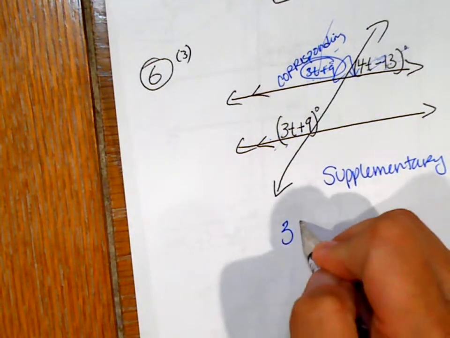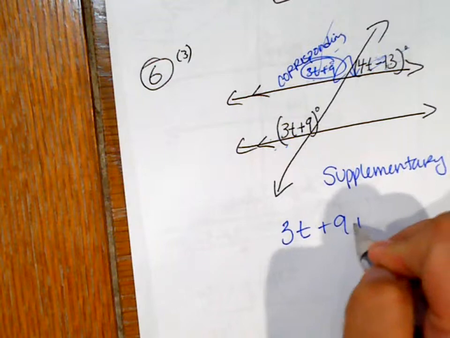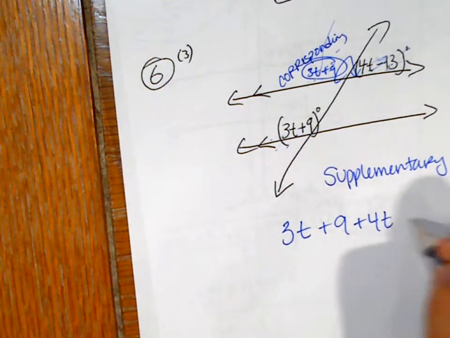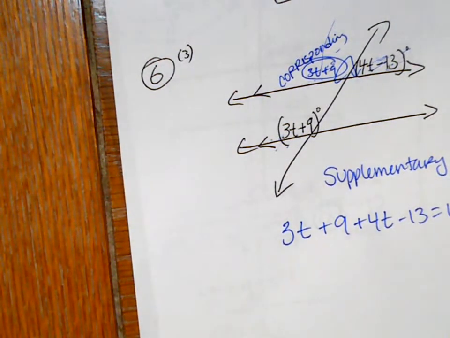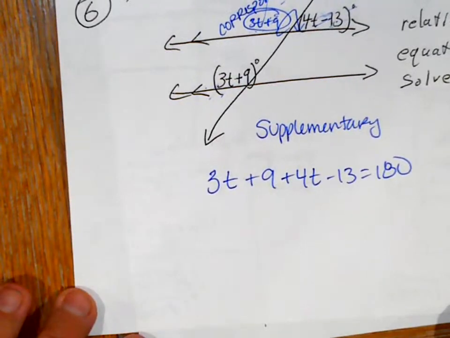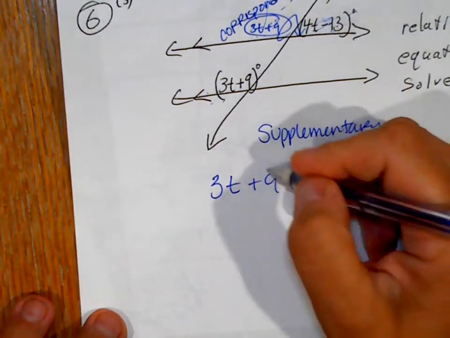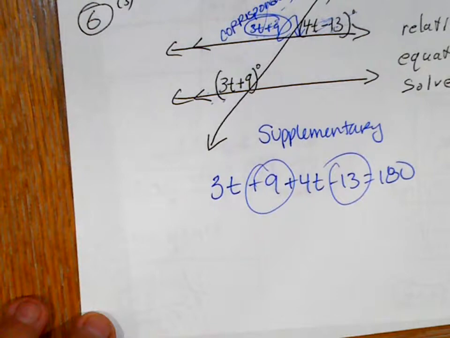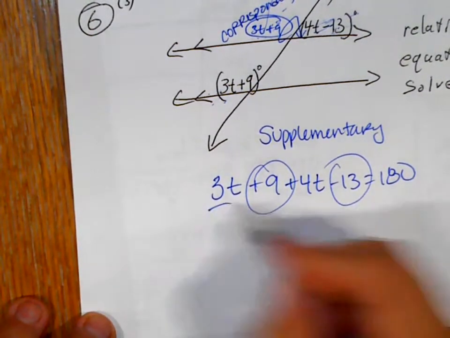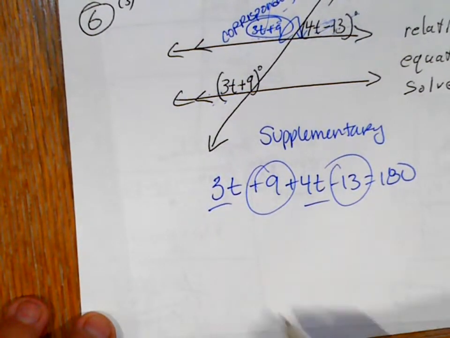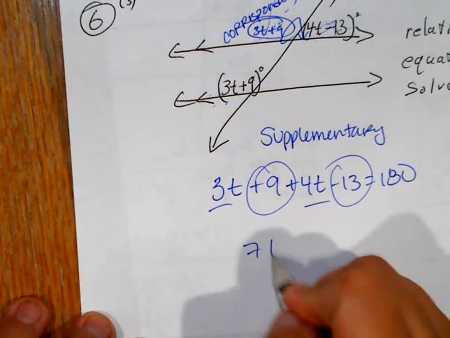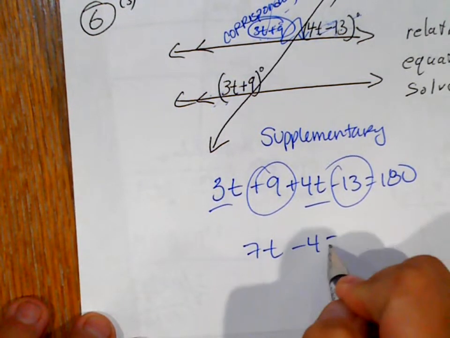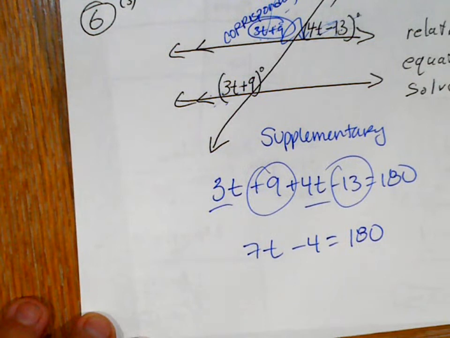If we were to solve this, you're going to get 3t plus 9 plus 4t minus 13 equals 180. If you are tired of me solving equations, I can stop and we can move on. But like I said, this is what your test is on, so might as well do it. Combine like terms. All right, I have 7t minus 4 equals 180.